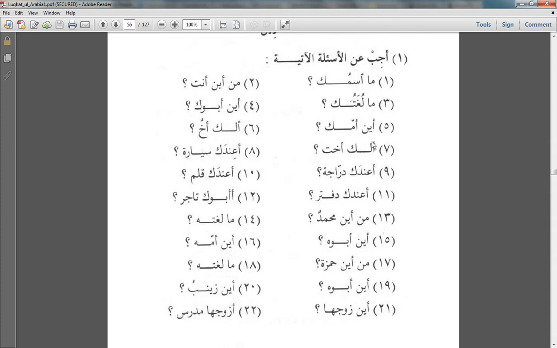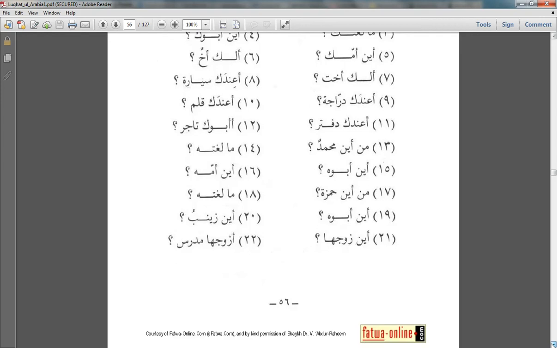Bismillahir Rahmanir Rahim. This exercise is basically an exercise for you to answer to. So you would be answering the questions here. For example, Masmuka, and you would answer the question by saying what your name is. Min aina anta, where are you from? Ma lughatuka, what's your language? And so on. So this basically is for you to do in your own time. So I would expect all the students to take care of that by themselves.